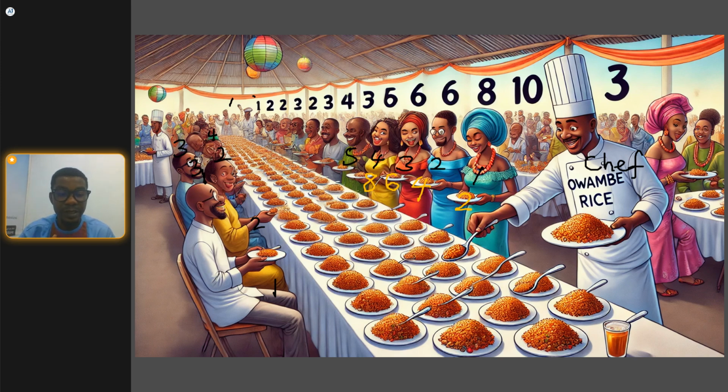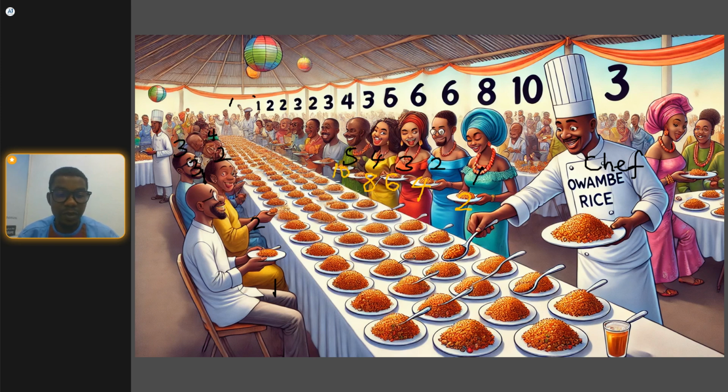So if the first person has 2 spoons of rice, the initial spoon of rice is 2. So when he's getting to the next person, it's going to be 2 plus 2, making 4. And to the next person, it's going to be 2 plus 4, making 6. So that is what he's actually using to serve the guests. Meaning that the fifth person will be receiving 10 spoons of rice.